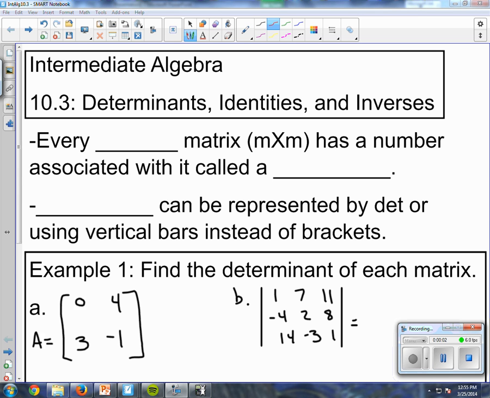In 10.3, we're going to look at determinants, identities, and inverses, and all these are going to still deal with matrices. And some of this we'll do on calculator, some of it we'll do by hand. So if you don't have your own graphic calculator, go ahead and borrow one from me now.